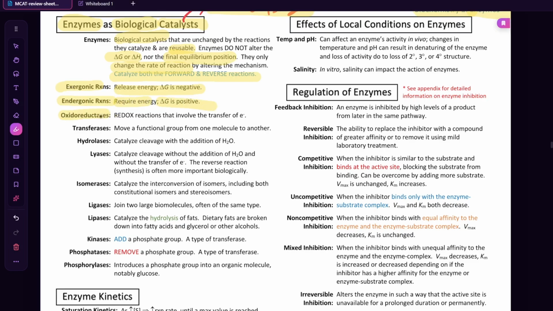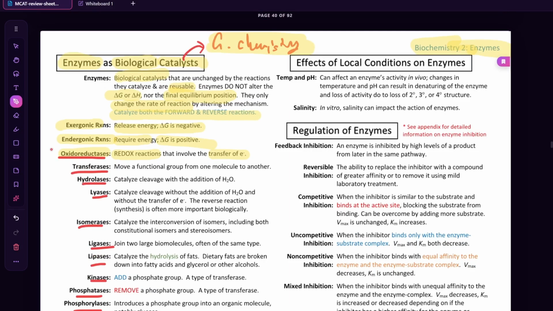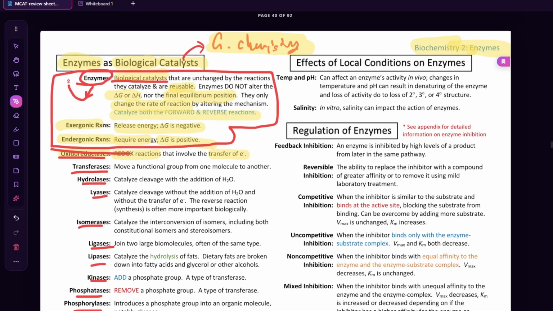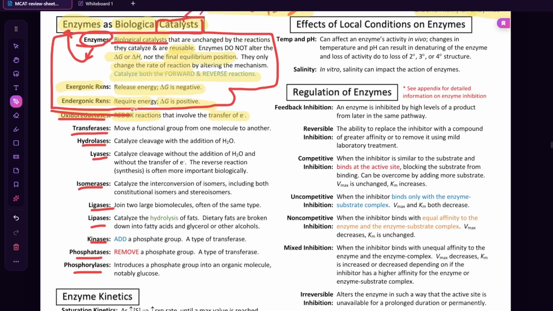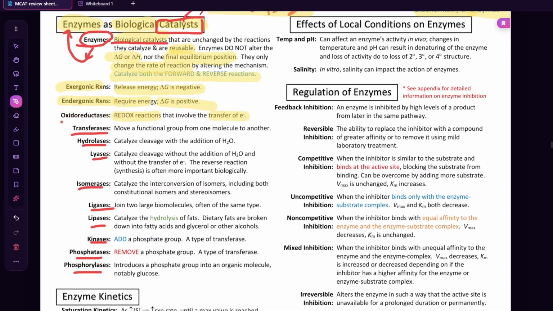Oxidoreductases are enzymes that catalyze redox reactions that involve the transfer of electrons. This is new stuff specifically for the enzymes within your body. All of this would be Gen Chem review, except for the fact that enzymes are biological catalysts, and this new term, enzymes, wasn't really introduced. You just learned catalyst as a general term in general chemistry. So oxidoreductases are for that.